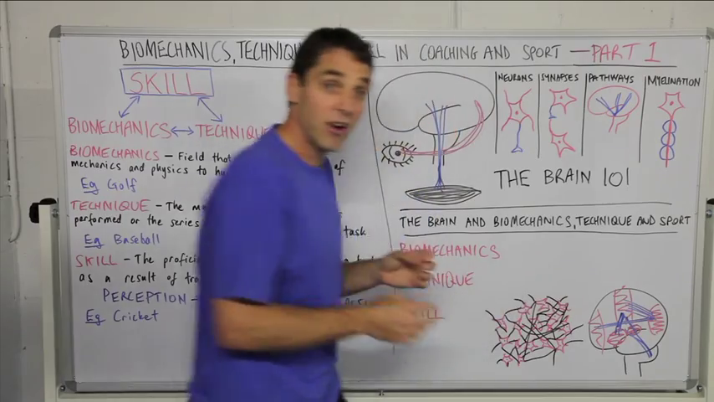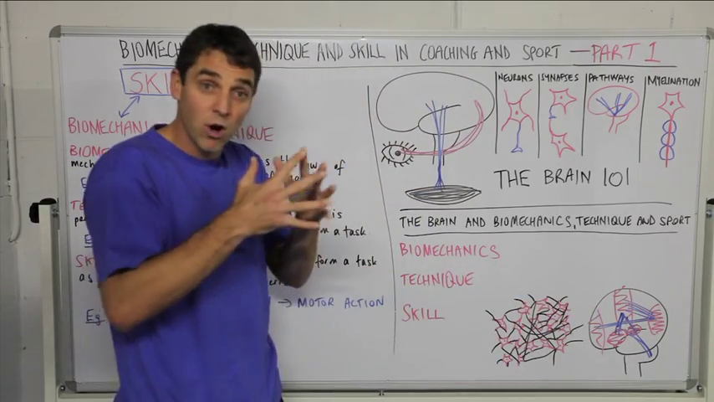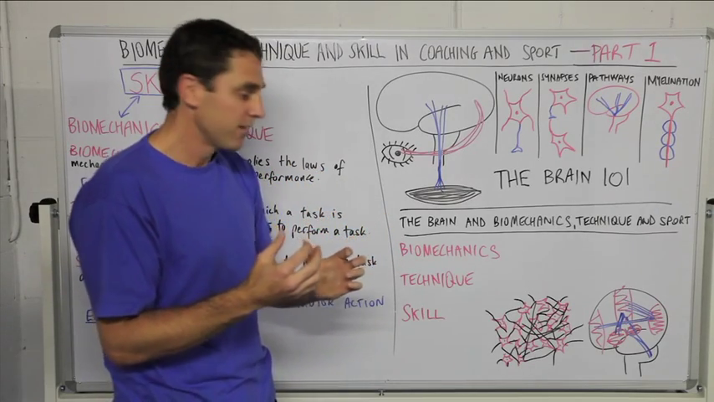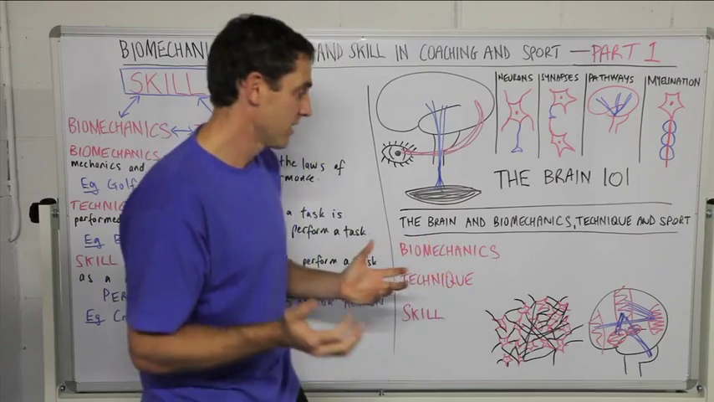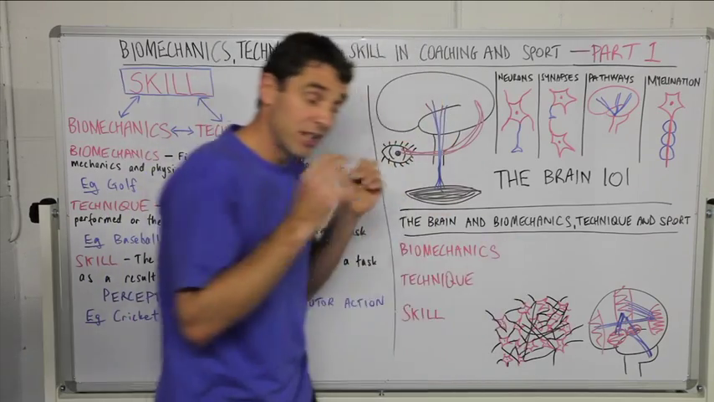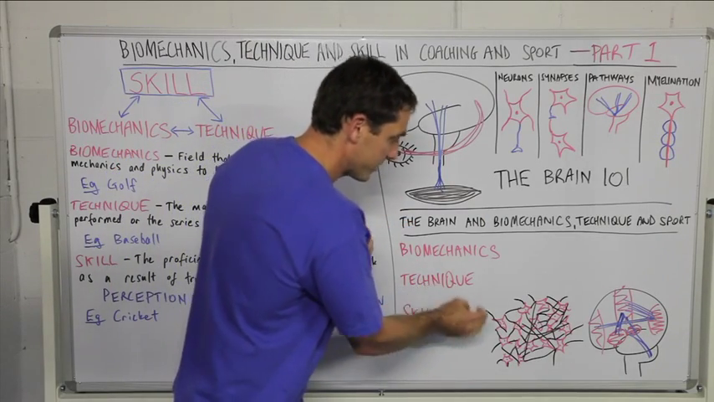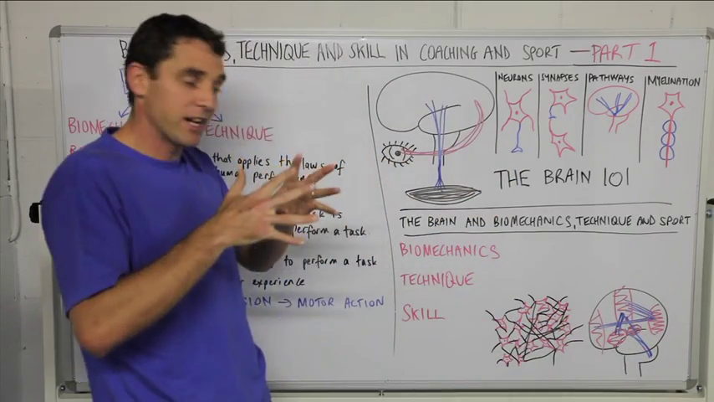So in someone who's very, very skillful, the different parts of the brain are very, very well connected to one another and communicate far more effectively than someone who just has great technique. The different areas of the brain are far more well connected. So someone who's skillful, we can see here, different connections from different parts of the brain integrating a lot more.